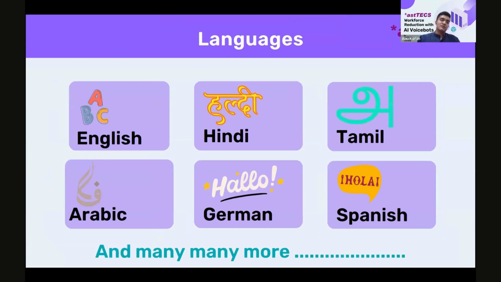Now, languages. Bots can speak in a variety of languages. Our current bot is trained on 103 languages, where we have almost every well-known Indian language as well as languages from around the world. For example, I just put down 6 languages here. The first row is Indian languages: we have English, Hindi, Tamil, and then lower we have Arabic, German, and Spanish.